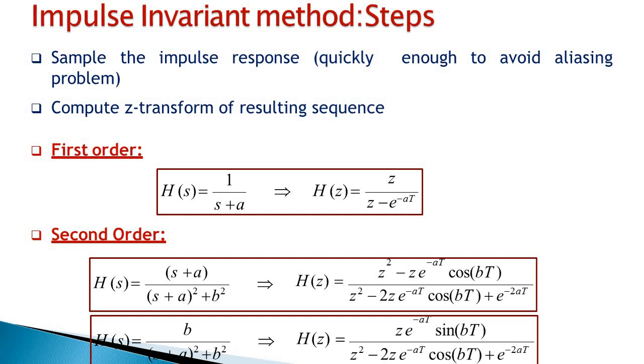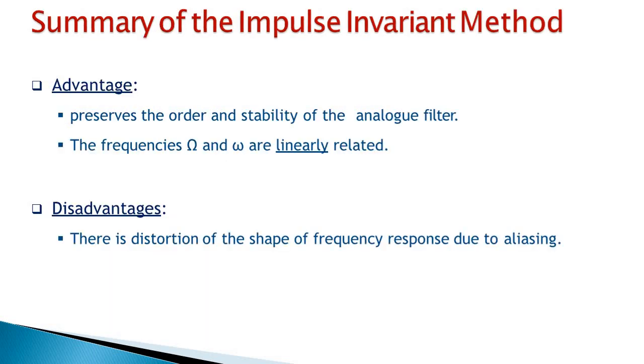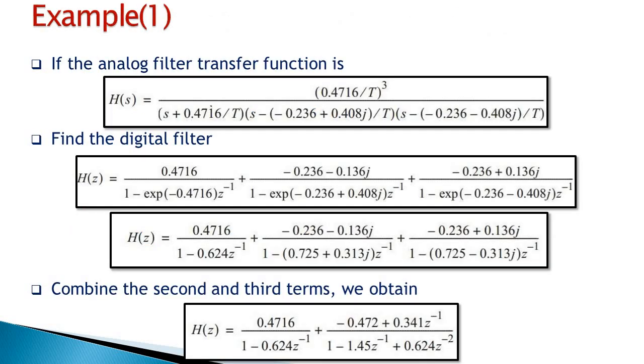In the impulse invariance method, an aliasing problem may occur, so it is mainly used to design low pass filters with small frequencies. Summary of the impulse invariant method: the advantage is that it preserves the order and stability of the analog filter, and the frequencies Ω and ω are linearly related. The disadvantage is that there is a distortion of the shape of the frequency response due to aliasing. If the analog transfer function H of s is given, then substituting the value of s in the z domain, you will get this particular equation.